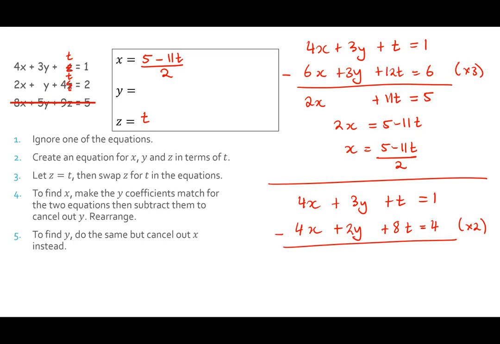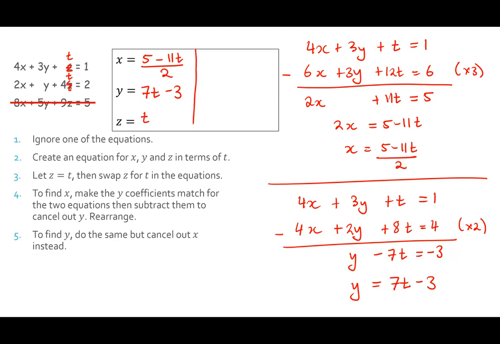And I will subtract them again. So the x's cancel out. I'll subtract the second equation from the first, and I get y minus 7t equals negative 3. I can then rearrange that to get y equals 7t minus 3, which I can put up here in my solution set. I now have all three equations for x, y, and z in terms of t.